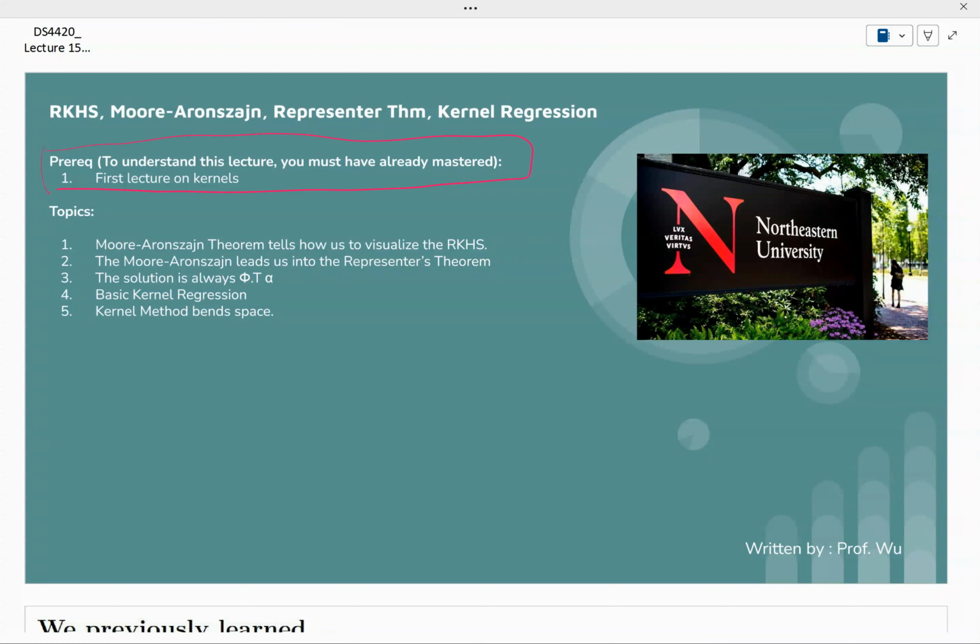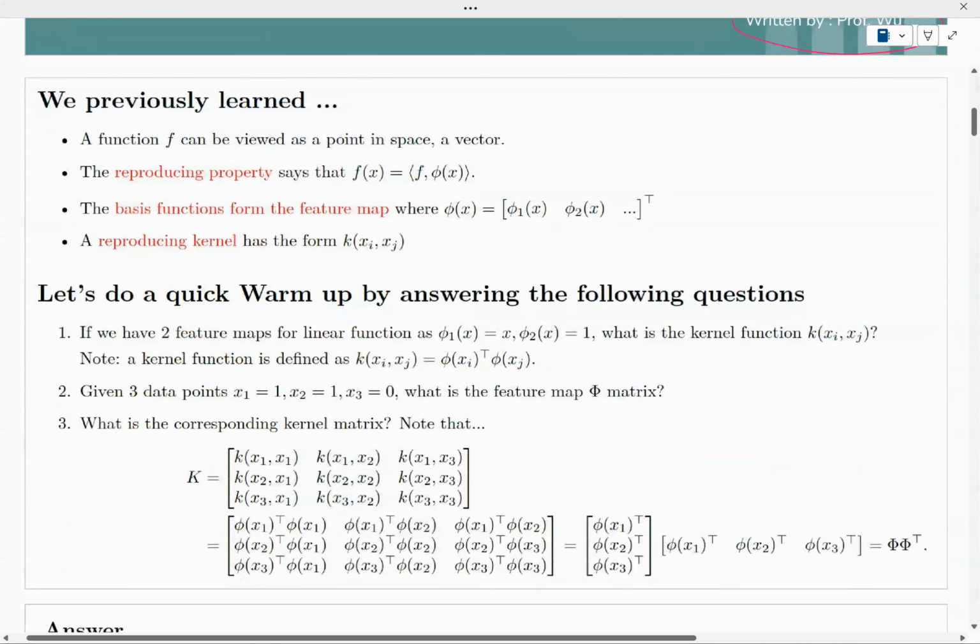Now, hopefully you've already taken the first lecture on kernels. Make sure you go over that and really understand it before you move on, because otherwise you're not going to understand anything. So this is a Northeastern University course, and I am Professor Wu. So let's get started.